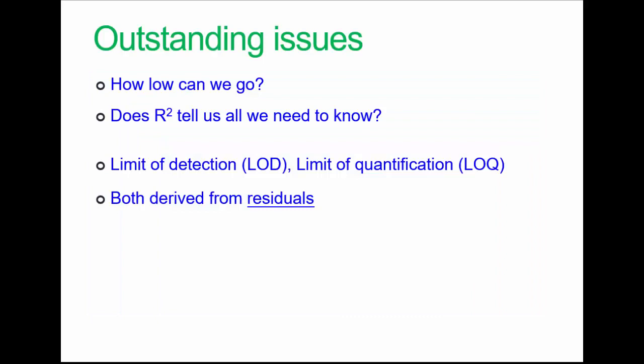Okay, so that's where we left off in the last segment. Starting to talk a little bit about the limitations of R-squared, and what it can tell us things we probably need to know, such as how low we can detect, the limit of detection, limit of quantification, both of which are derived from something called residuals.